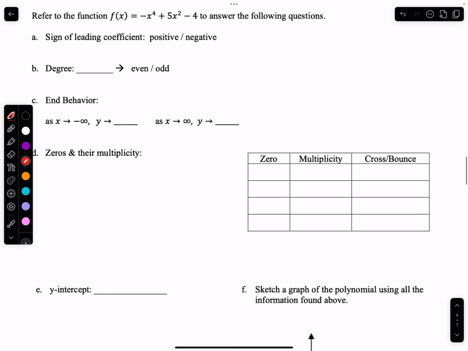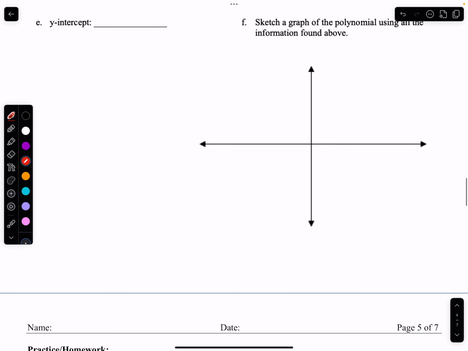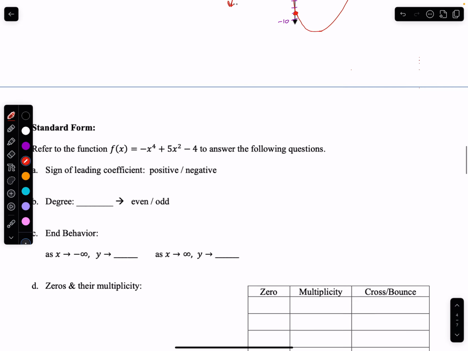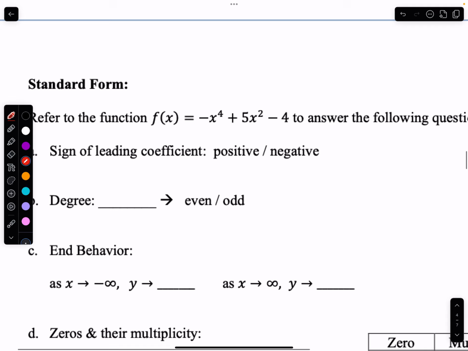Now let's try this guy. This is our last example. This one's the same stuff, but we might have to factor at some point to find our zeros. But let's start with the leading coefficient. Since it's in standard form, that's easy. Our leading coefficient, well, 4 is the highest power of x.